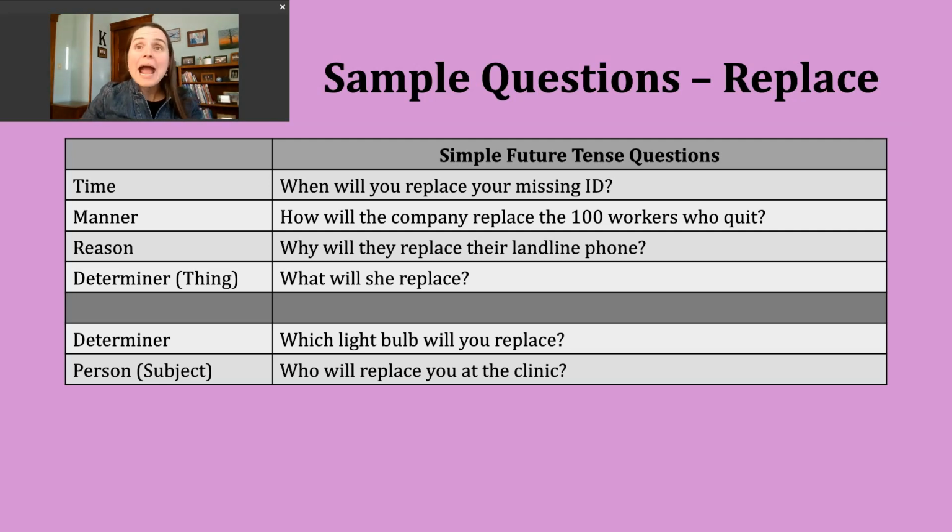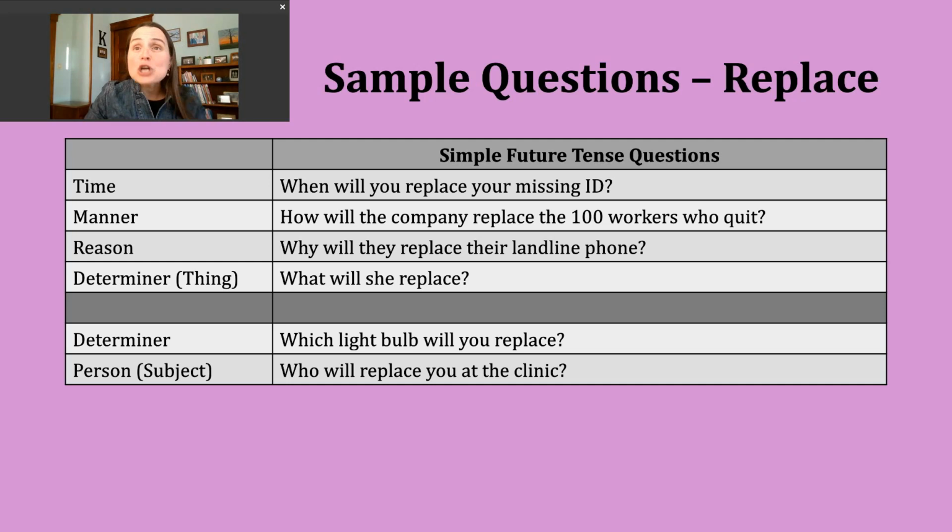Another type of question we ask is called a determiner. So many times this is a question about a thing or an object. An example of this might be, what will she replace? Okay. Now, there are a couple questions that do not follow our exact pattern. And so I want to take a moment and talk about those.